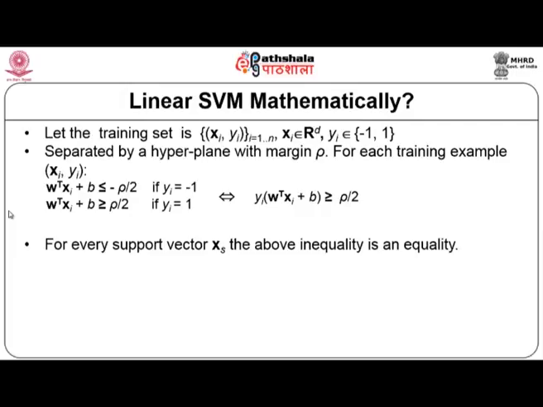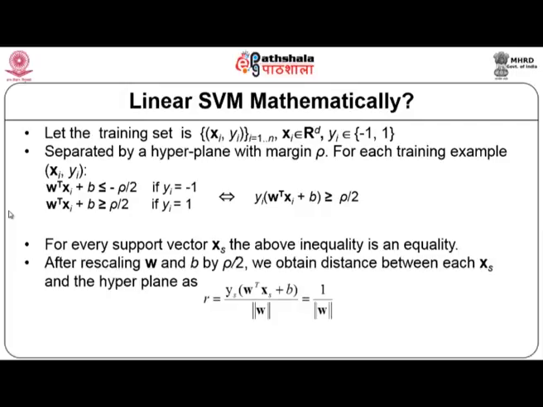For every support vector xs, the above inequality becomes an equality. Okay. So, after rescaling w and b by rho by 2, we obtain the distance between each support vector and the hyperplane as r is equal to yi times wt xi plus b divided by the modulus of w, that is equal to 1 by modulus of w. So, the distance between each support vector and the hyperplane is 1 by w. Okay. So, this is how we represent the linear SVM mathematically.